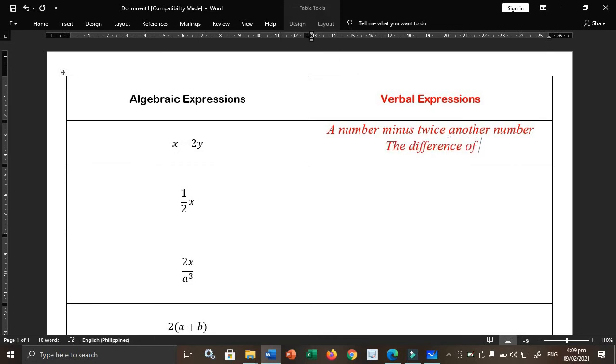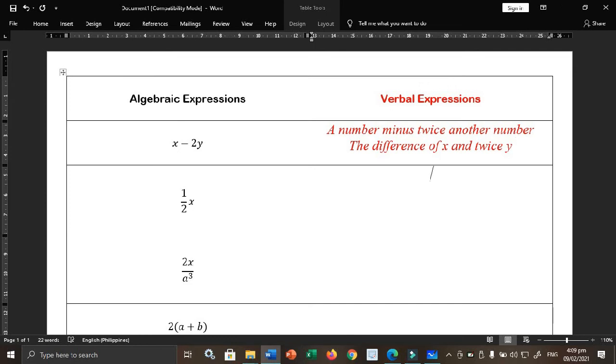So we are talking about subtraction. The difference of x. You can straight up write the variable, no? x and twice y or another number. Okay, so there are a lot of possible answers. I'm just giving you options here. So madaming possible na answers. And then how about the next one?